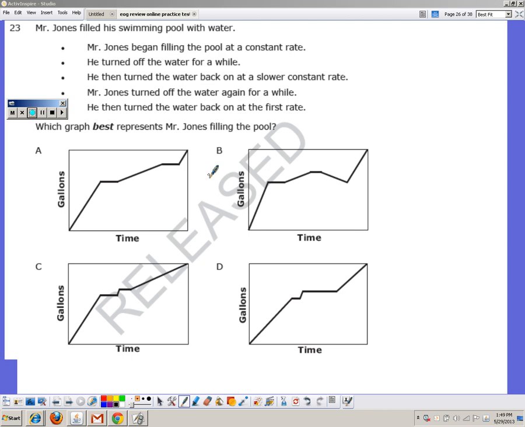Which graph best represents Mr. Jones filling the pool? Well, since the first point and the last point are exactly the same, we're looking for the first line and the last line to have the exact same angle or slope. Correct.